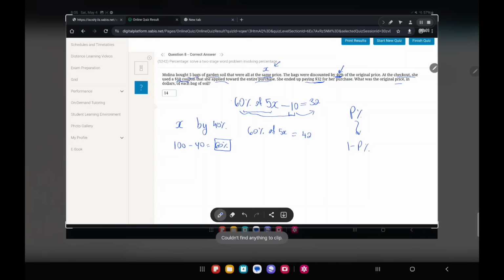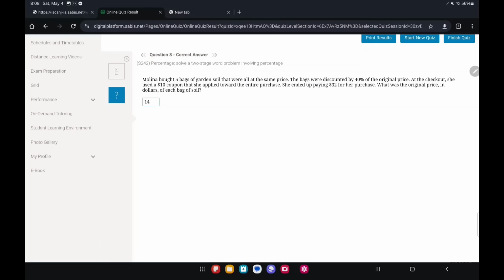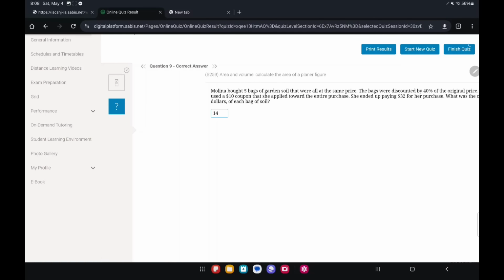Then 60% of 5x, you could do this either way you want. You can multiply 60% by 5 and you get 3, okay? Or you could just multiply by 100 on both sides. 60% of 5x is the same as saying 60 over 100 times 5x equals 42. If you multiply 60 over 100 times 5, you get 3. So 3x equals 42, x equals 14. Very simple. And these are just word problems.